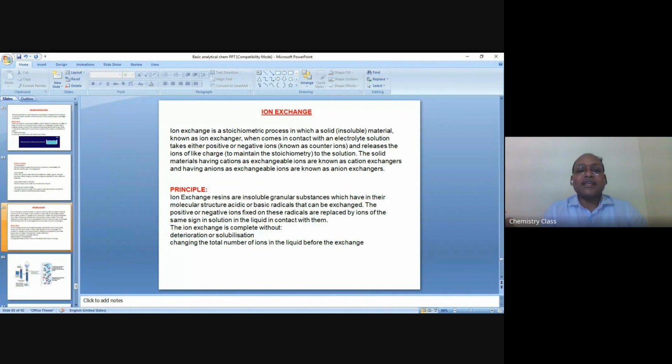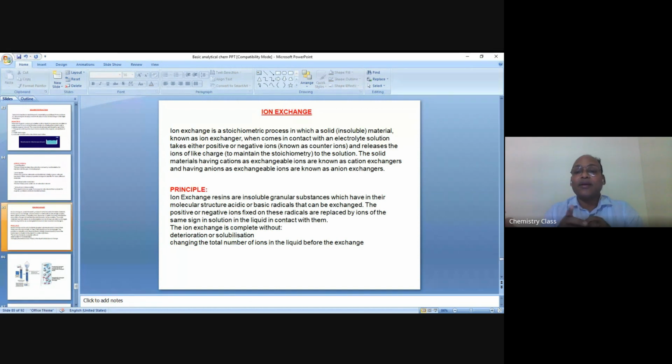Okay. So the thing is that ion exchange is a stoichiometric process in which a solid material known as an ion exchanger, when it comes in contact with an electrolyte solution, takes either positive or negative ions. So that electrolyte solution is separated out into the cationic and anionic parts. So here ion exchange means the solid will exchange with another one. The cationic part will be exchanged with another one, or the anionic part will be exchanged with another one.